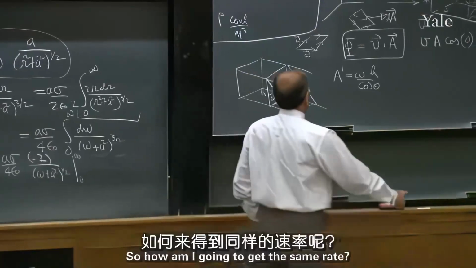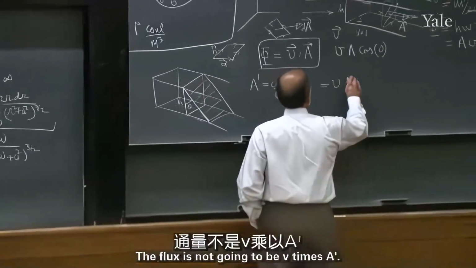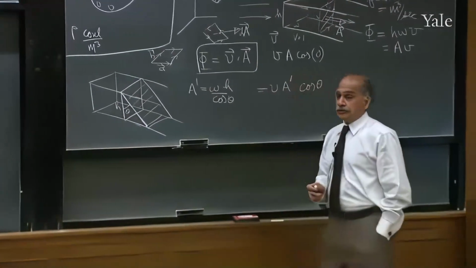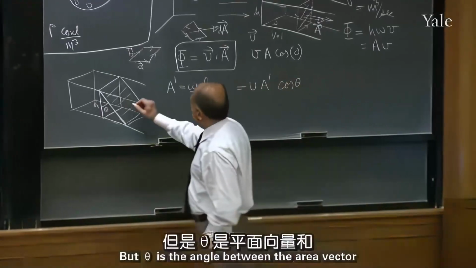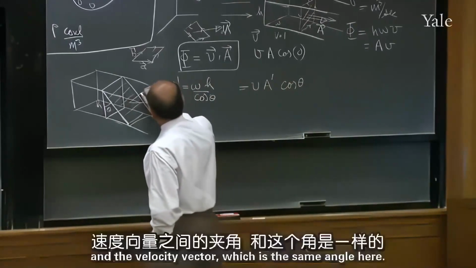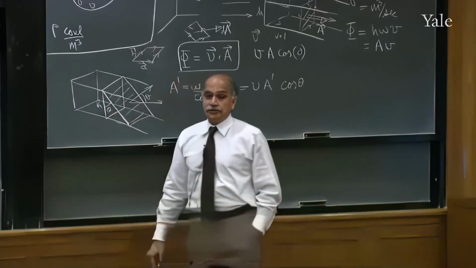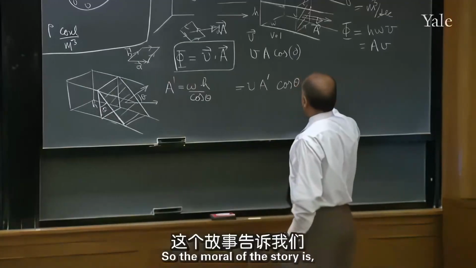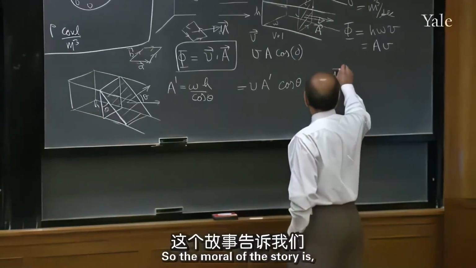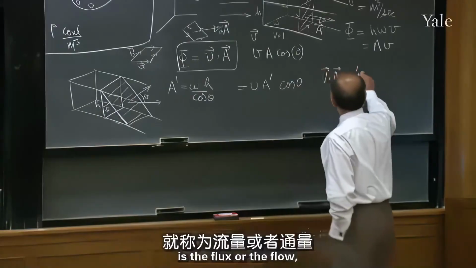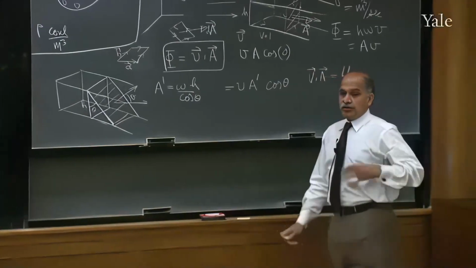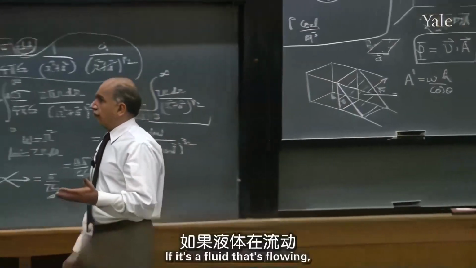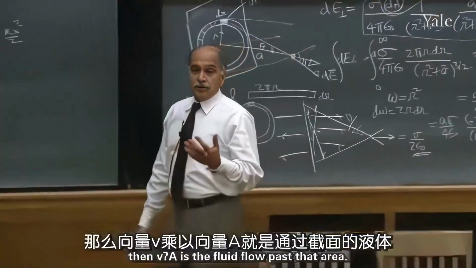So how am I going to get the same rate? The flux is not going to be V times A prime. It's going to be V times A prime times cosine theta. But theta is the angle between the area vector and the velocity vector, which is the same angle here. So the moral of the story is V dot A prime, or V dot A in general, is the flux or the flow of any vector across an area. If it's a fluid that's flowing, then V dot A is the fluid flow past that area.